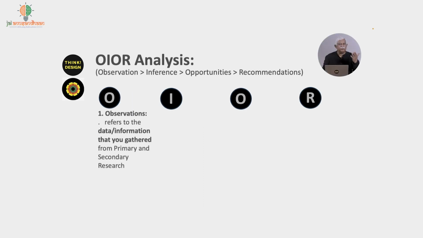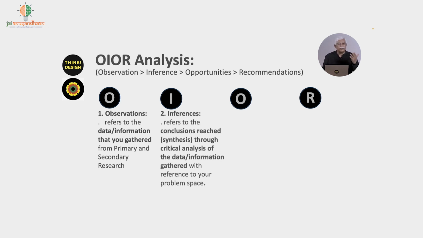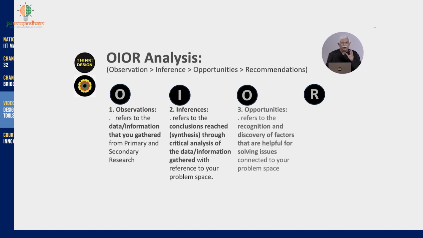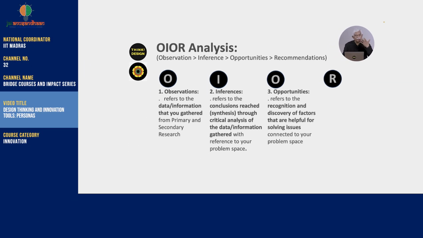Observations refers to the information or data that you gathered both from primary and secondary research. Inferences refers to the conclusions that you reach through critical analysis of this information, again with respect to your problem space. Opportunities are discovery of factors that could be helpful for solving issues, again connected with your problem space. And finally, the recommendation is the listing of factors that kind of show the way towards possible design ideas or solutions.